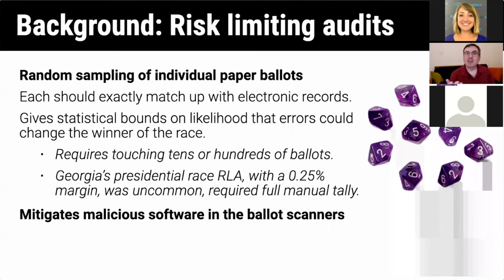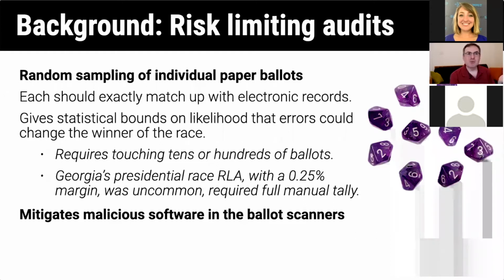In a typical election, this might require touching tens, maybe hundreds of ballots. But as the margin of victory gets smaller, the sample size needs to increase because you're looking for smaller and smaller error rates. So in the state of Georgia, they did an RLA on their presidential race. The margin of victory was 0.25%, and that would have required them to touch something around 10% of the universe of ballots. At that point, it's easier just to touch all of them, and so that's what they did. But broadly speaking, it's a random sampling process that mitigates malicious software.